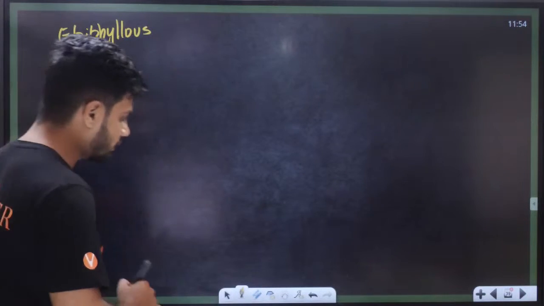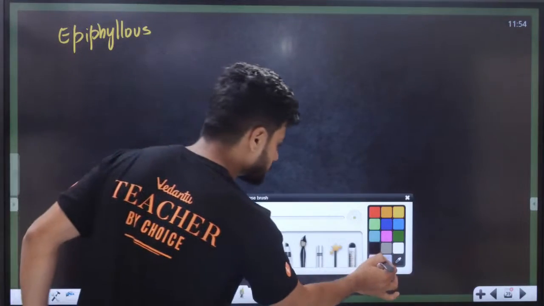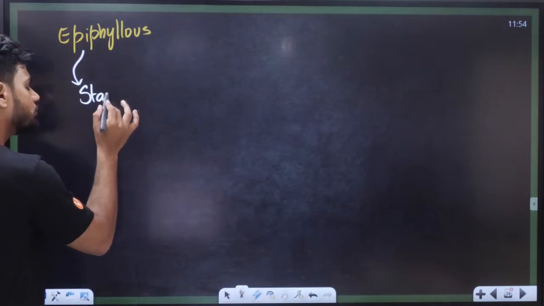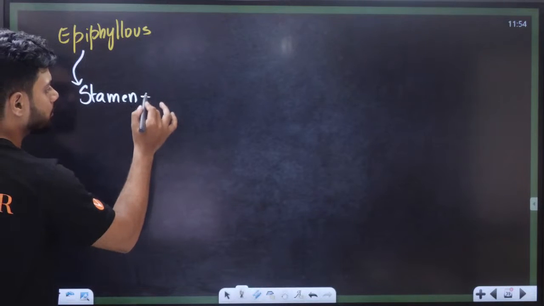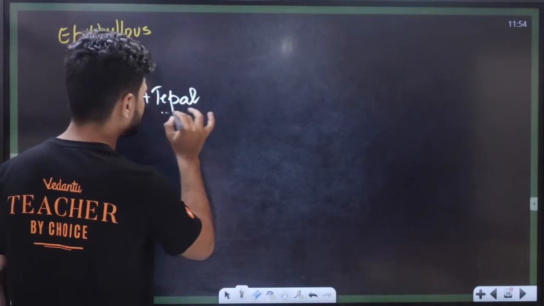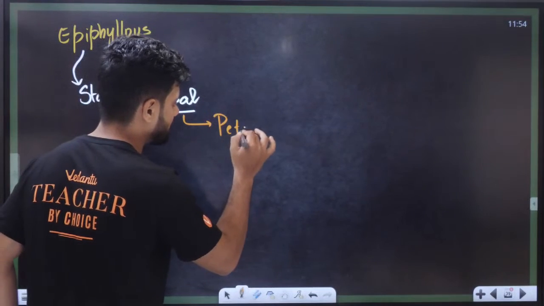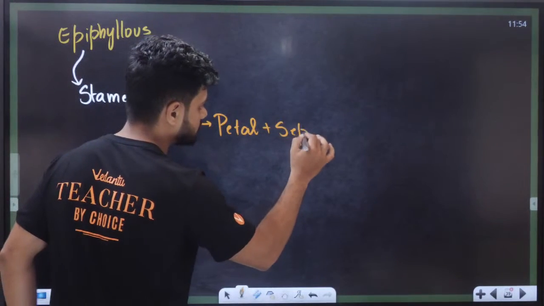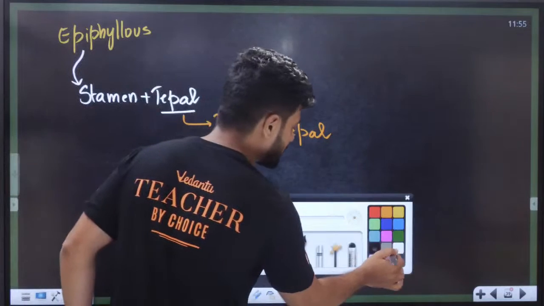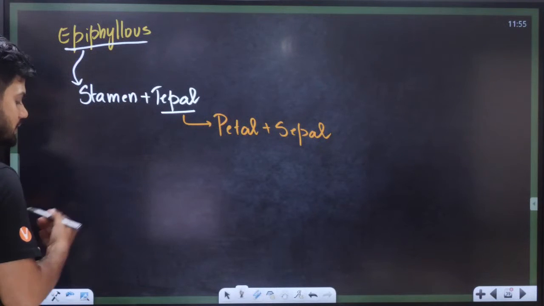Epiphyllous condition. Now what exactly happens in the case of epiphyllous condition, students? Stamen is fusing with tepal. Stamen plus tepal. Now, what is the tepal, students? Tepal is nothing but petal plus sepal. Petal plus sepal is called a tepal. When stamen and tepal fuse together, we get epiphyllous condition.